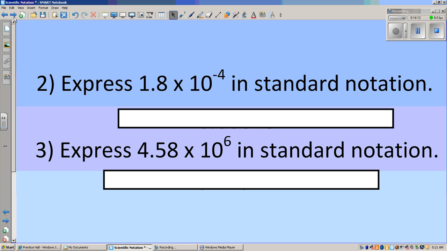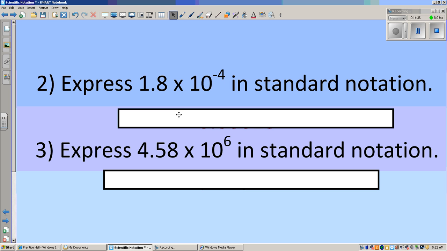Okay, what if we start off in scientific notation and we want to express it in standard notation? Standard just means regular. How do we express it as a regular looking number? Okay, so if our exponent is raised to the negative 4th power, where do you think we're going to move our decimal? Sure, to the left 4 units.